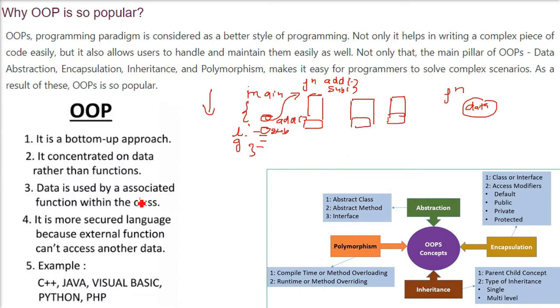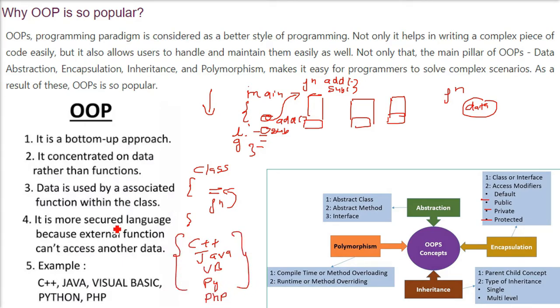So data is used by associated functions within the class. That is, you make a class, first you decide about the data and then the functions which are going to work on this data. The security of this language is good, because you cannot access anything from anywhere. There are public, private, protected constructs, or you can say the access modifiers, specifiers. You have abstraction here. So the security is quite good in terms of data. So we have examples like C++, Java, Visual Basic, Python, PHP. These are all popular object-oriented programming languages.